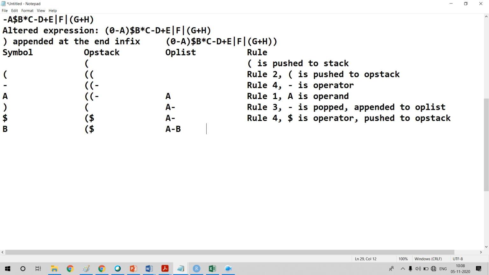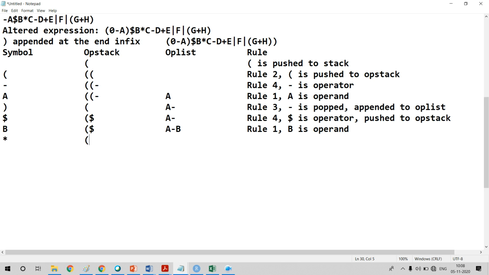The next symbol is B. B is operand. Add that to OP list. This is as per rule number 1. B is operand. The next symbol is star. Star is operator. You have to push that into OP stack.